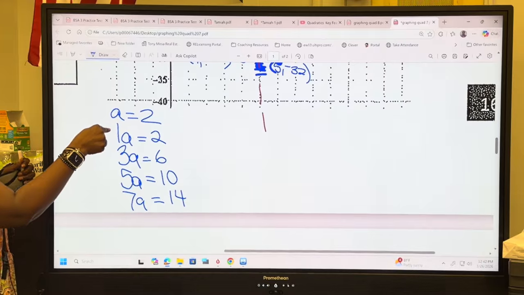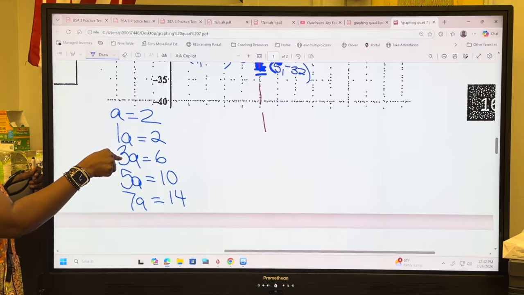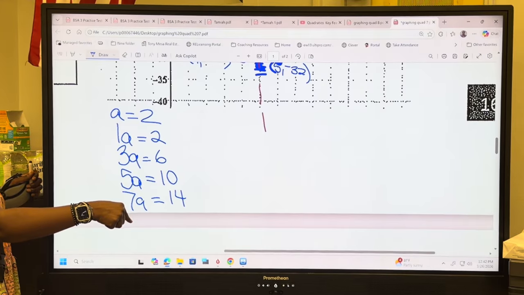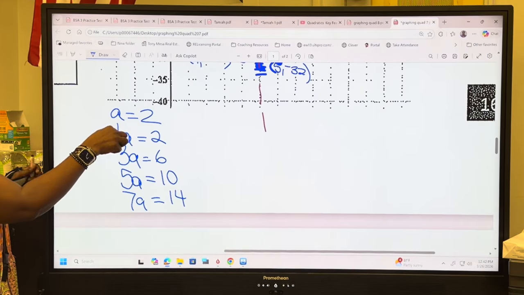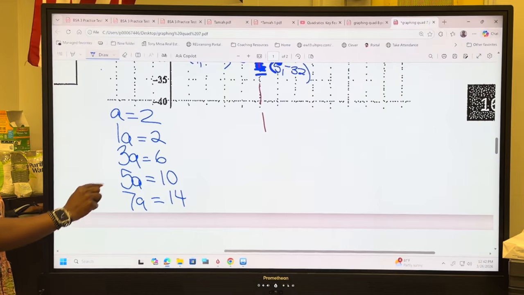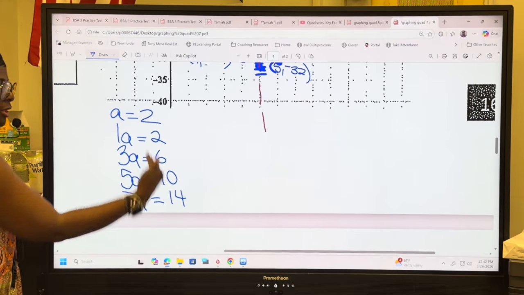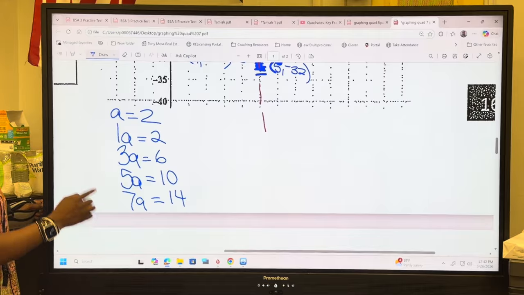Now, don't go right 1 and up 1, and right 1 and up 3, and right 1 and up 5, unless these are all 1s, right? If your A is 1, then it's going to be 1 times 1 is 1, 3 times 1 is 3, 5 times 1 is 5. But this is just to get you what you need to do as far as your rise, okay?